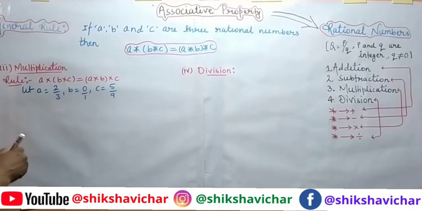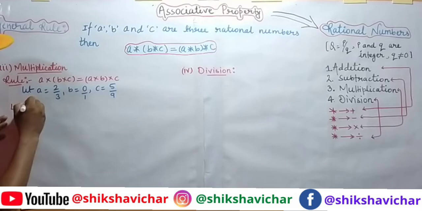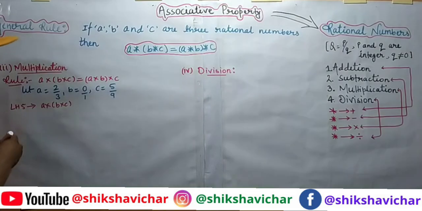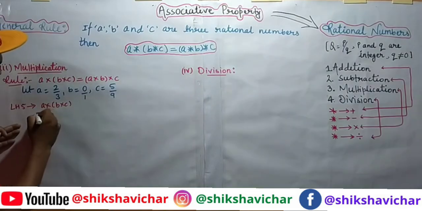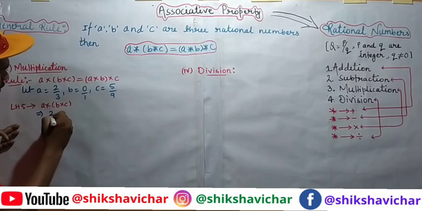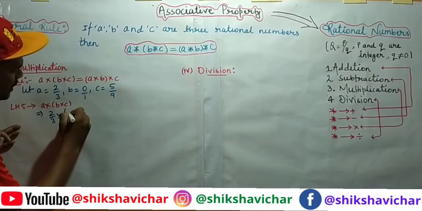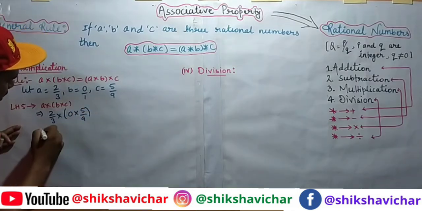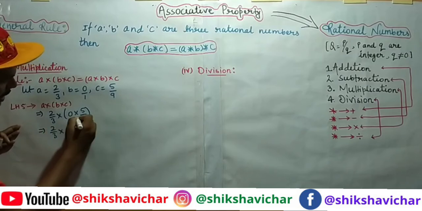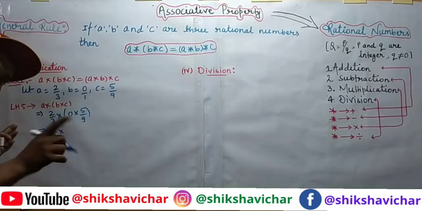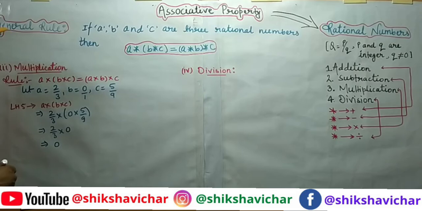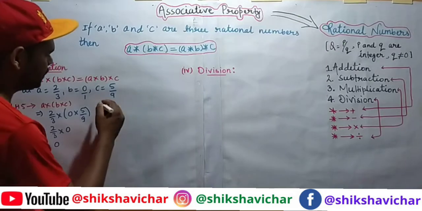Now we will check the left hand side. What is the left hand side? That is (a × b) × c. This implies 2 upon 3 multiplied by b, b is 0, multiplied by 5 upon 9, and this will give us 2 upon 3 multiplied by 0. 0 multiplied by any number gives the result 0. That means 0, and this will give us again 0. That means the value of the left hand side is 0.